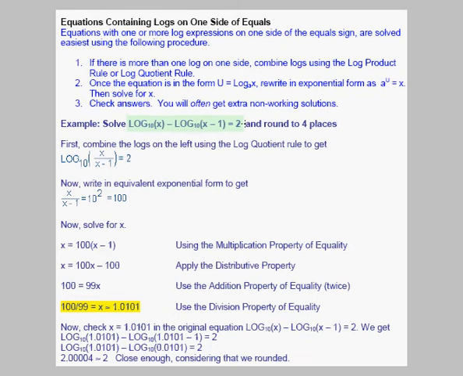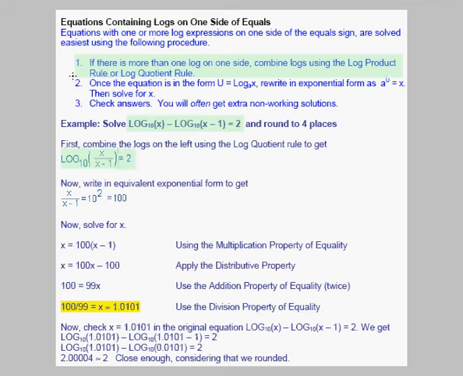Our first step, if there's more than one log on one side of the equation, is to combine those logs together using the product or quotient rule. In this case, we can apply the quotient rule and rewrite base 10 log of x minus base 10 log of x minus 1 as base 10 log of x over x minus 1. And that's because the quotient rule says log of u minus log of v equals log of u over v. And this will equal 2. So there's our new equation.